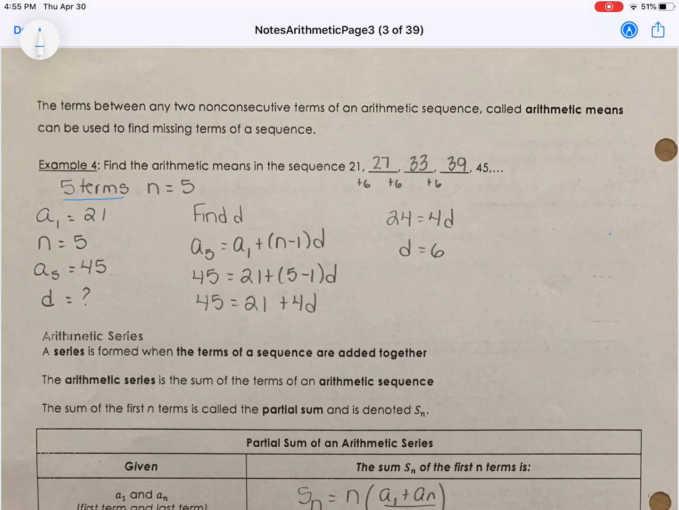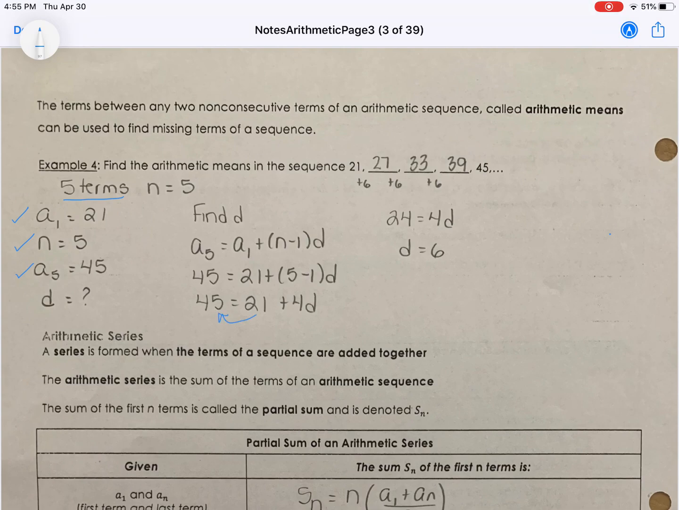So what we have to do is figure out, first of all, what is that common difference? What is the D value that we are looking for? According to this sequence, even though we don't know the middle terms, we have 5 terms, which means n is 5. Our first term is 21, the 5th term is 45, and we don't know D. So the only thing missing in that formula from the other side of the paper is the D value.